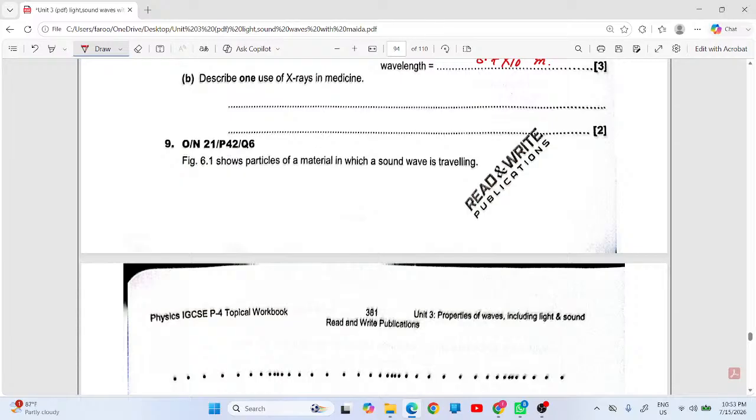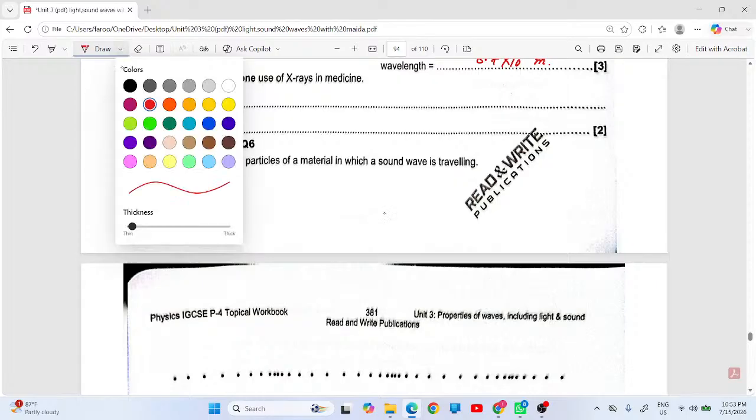Describe one use of X-rays in medicine. Sir, to show bones. Yes, very good.